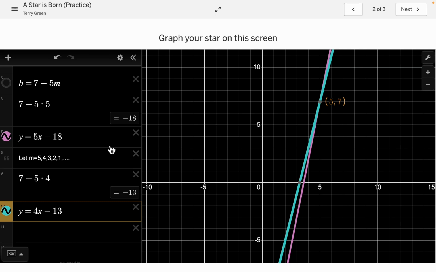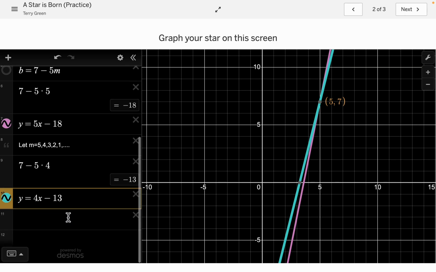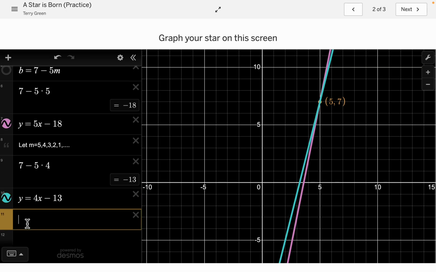Now I'm looking at these two lines so far. Notice that my slope went from 5 to 4, but my y-intercept went from negative 18 to negative 13. So we're going to see a pattern in a minute. Let's go ahead and put in the next slope. This time I'm going to put 7 minus 5 times 3 this time. 3, not 2.